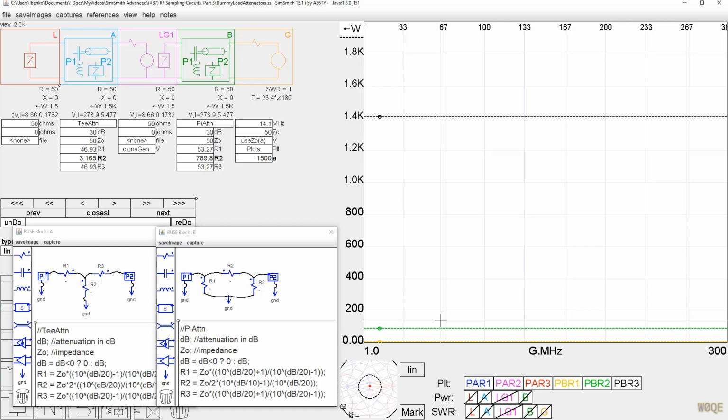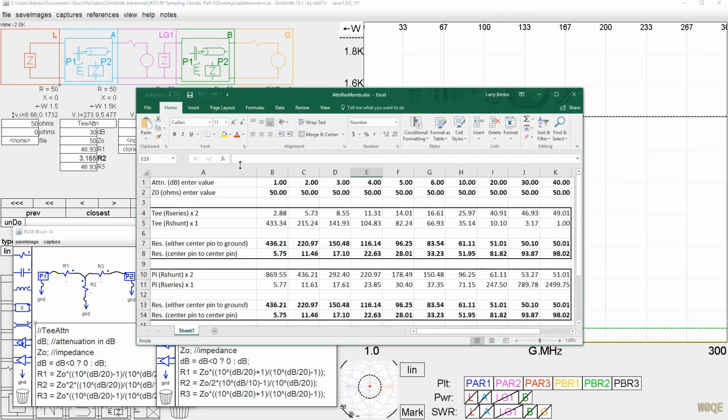And I wrote a little Excel spreadsheet here, which calculates the values for various dB attenuations, and assuming they're all 50 ohm input impedance, I calculated the resistors again, which is the same values I get in SimSmith. But I calculated the resistance from the center pin to ground, and the resistance from the center pin to center pin. So there's 2 center pins to ground, one on each side of the attenuator. If we look at the 2 different attenuator schemes, the T attenuator and the pi attenuator, we get the same values.